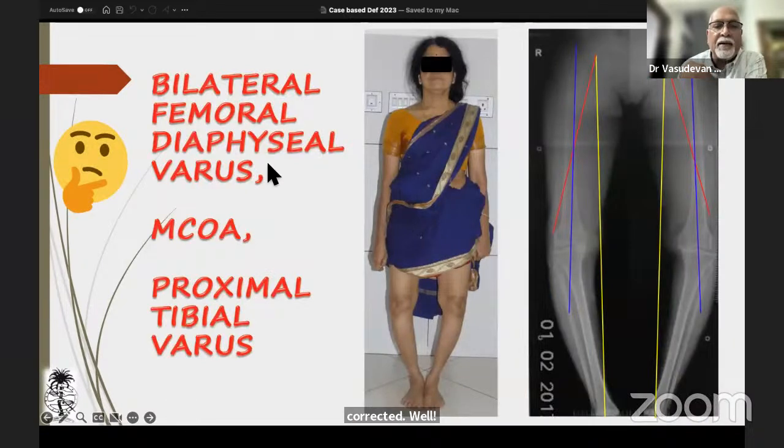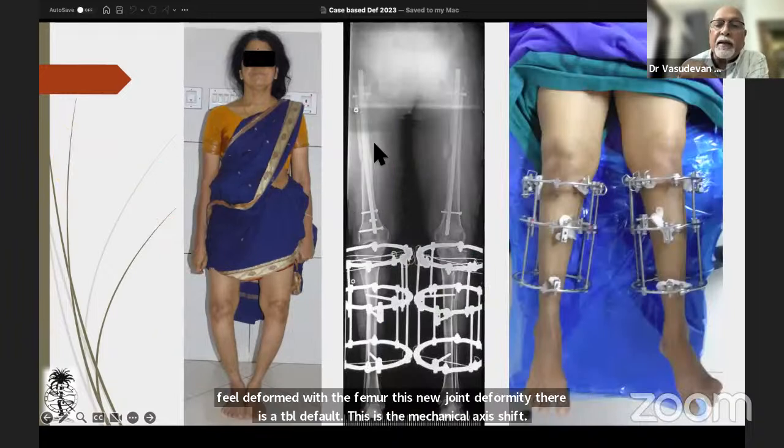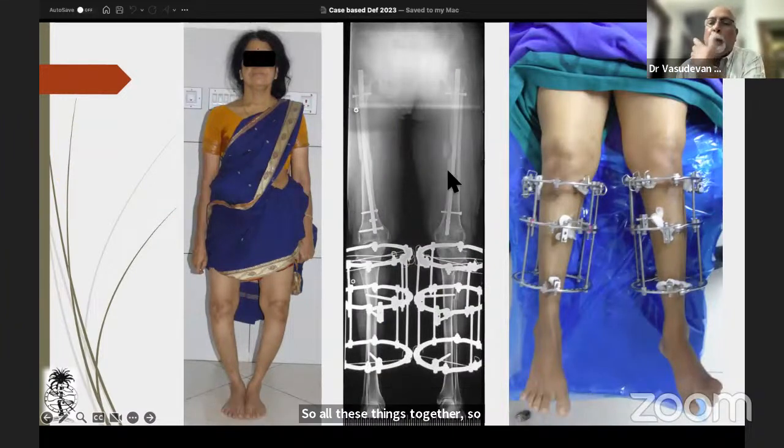So this is a bilateral case, you can see the full length X-ray. There is a diaphyseal deformity in the femur. There is a knee joint deformity. There is a tibial deformity. This is the mechanical axis shift. So all these things together. So I did the femur correction by nail and the tibial correction by Ilizarov. This is after full correction.